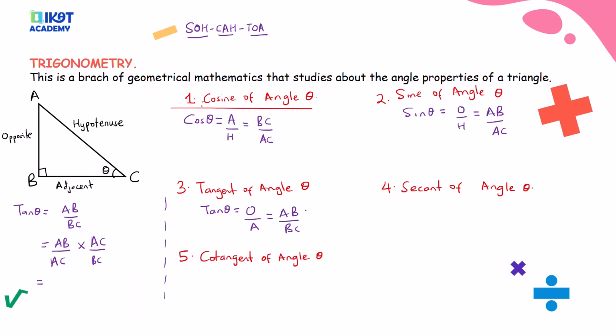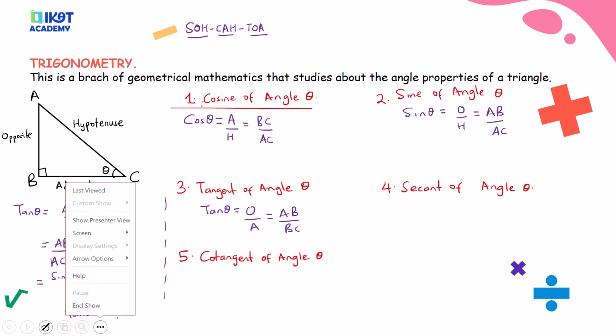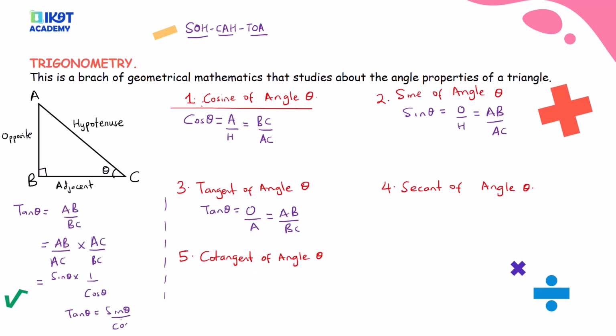So you realize what is AB out of AC? AB out of AC is sine theta. Sine theta times what is AC out of BC? And now cos is BC out of AC, so this is the inverse, 1 out of cos theta. So now we are getting a third relationship: tan is equal to sine out of cos theta. This is an important relation that you actually have to remember going forward.